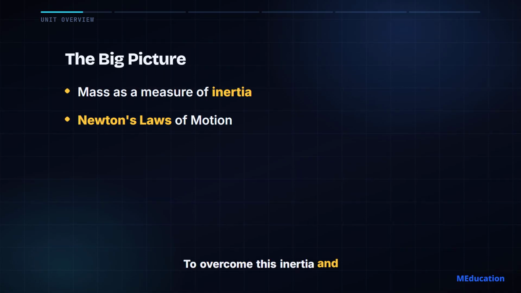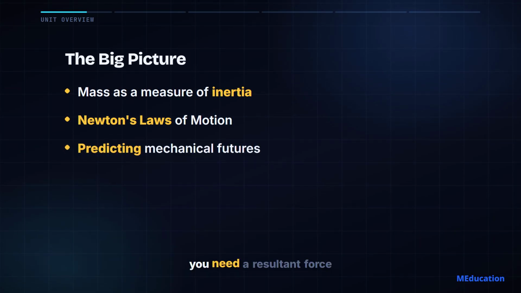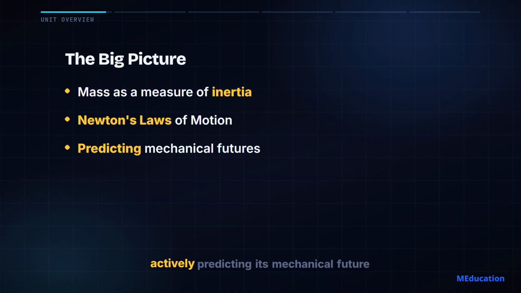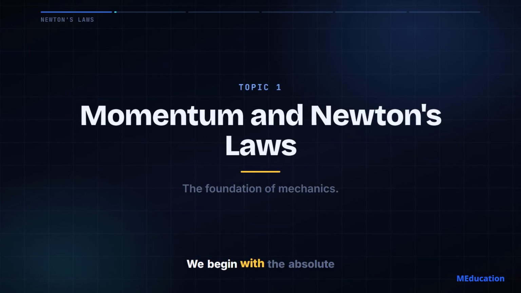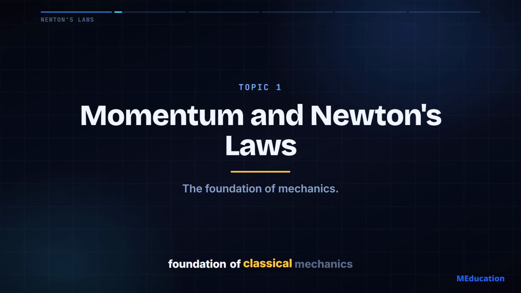To overcome this inertia and accelerate an object, you need a resultant force governed by Newton's laws. By combining these laws with the concept of momentum, you will transition from simply describing the physical world to actively predicting its mechanical future. We begin with the absolute foundation of classical mechanics, momentum and Newton's laws.